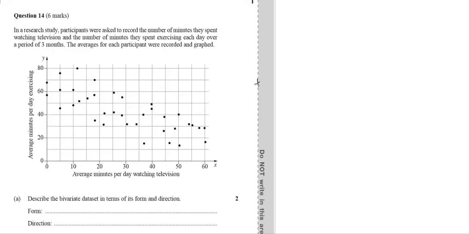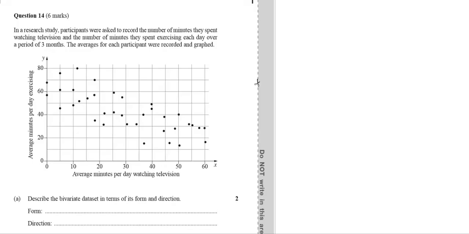Question 14. In a research study, participants were asked to record the number of minutes they spent watching television and the number of minutes they spent exercising each day over a period of 3 months. The averages for each participant were recorded and graphed. We're given a graph where the y-axis shows average minutes per day exercising and the x-axis shows average minutes per day watching television. Part A says describe the bivariate dataset in terms of its form and direction.